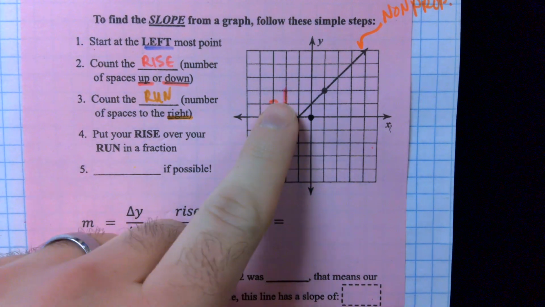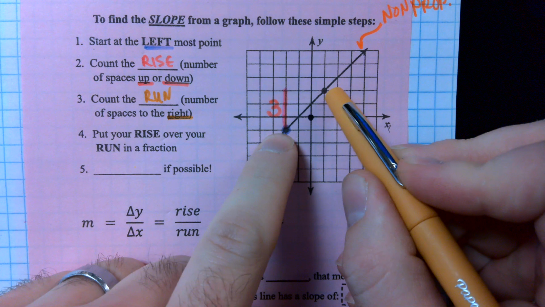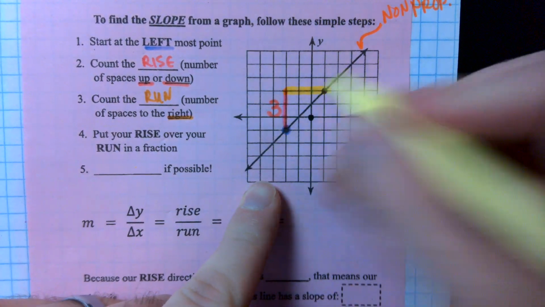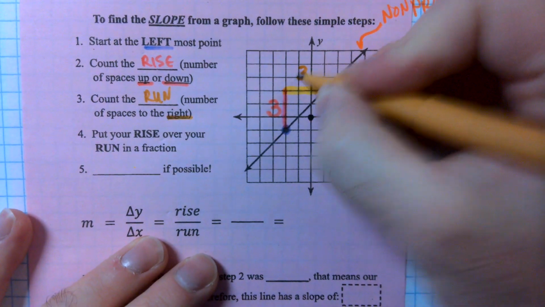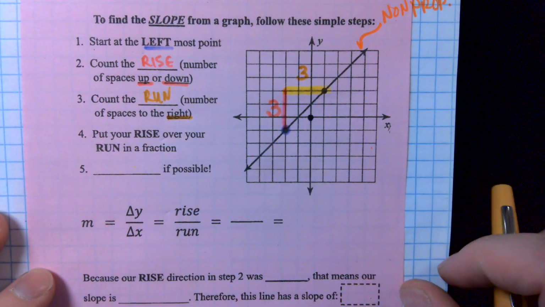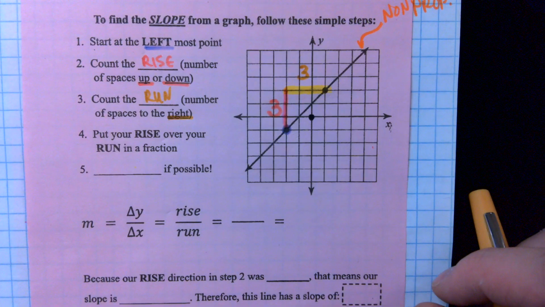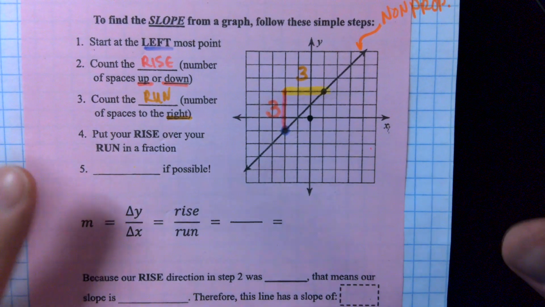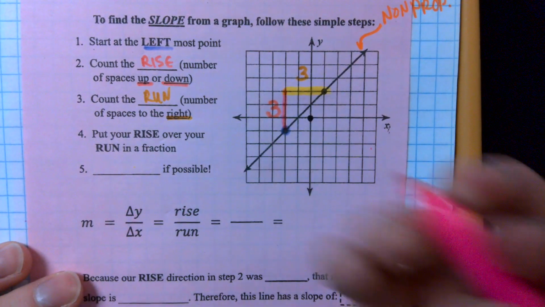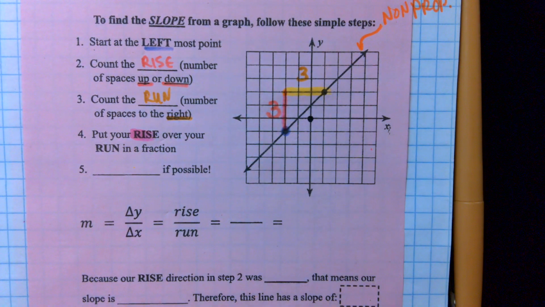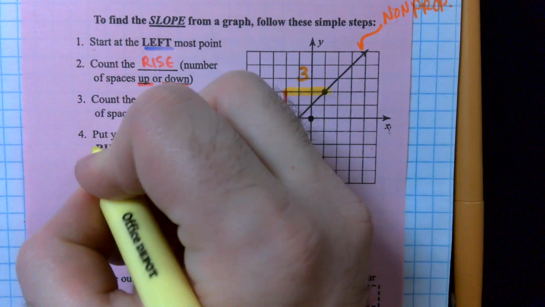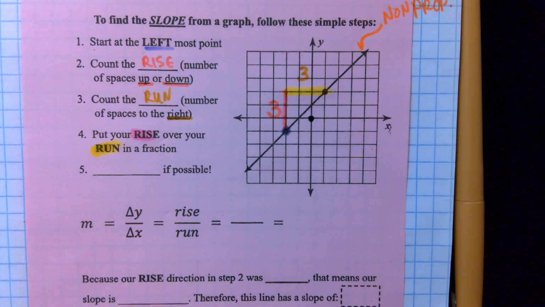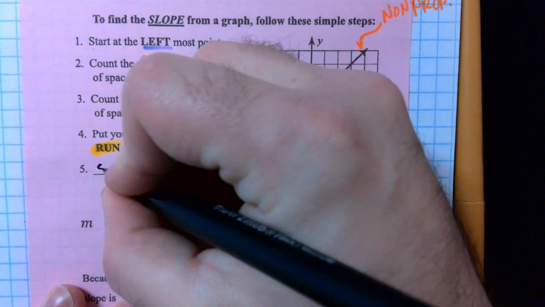Yeah, exactly. So I went 3 spaces up, and then I'm going to run to the right. How many spaces does it look like I need to run to the right? 1, 2, 3. So 3 pink spaces up, 3 yellow spaces to the right. Now I need to set up a fraction, just like before, where I'm going to put my rise over my run. And then, of course, as with any fraction, I want to simplify it if I can.